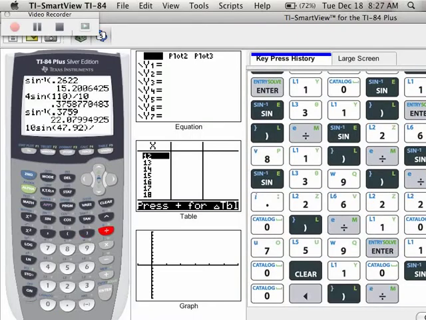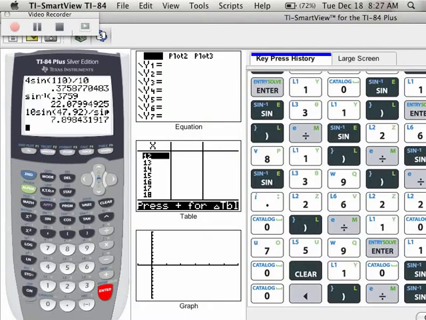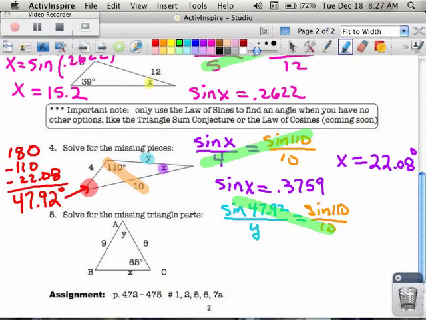What was it divided by? The sine of 110? Sine 110. And I get 7.9. Does that sound right? So my y is 7.9.